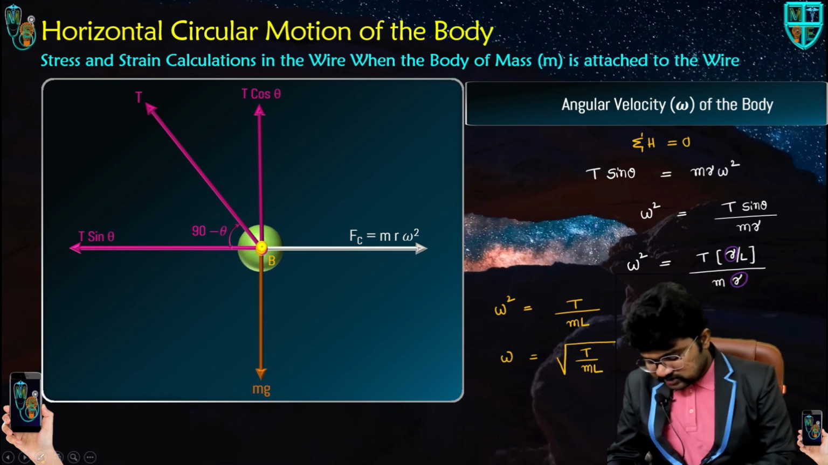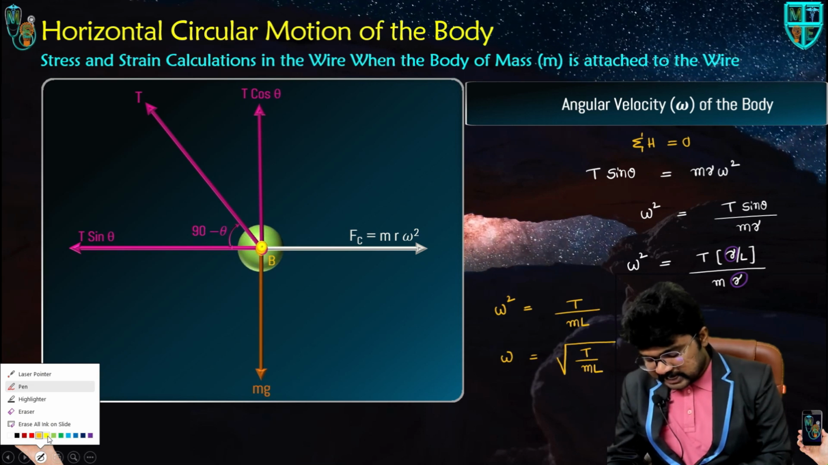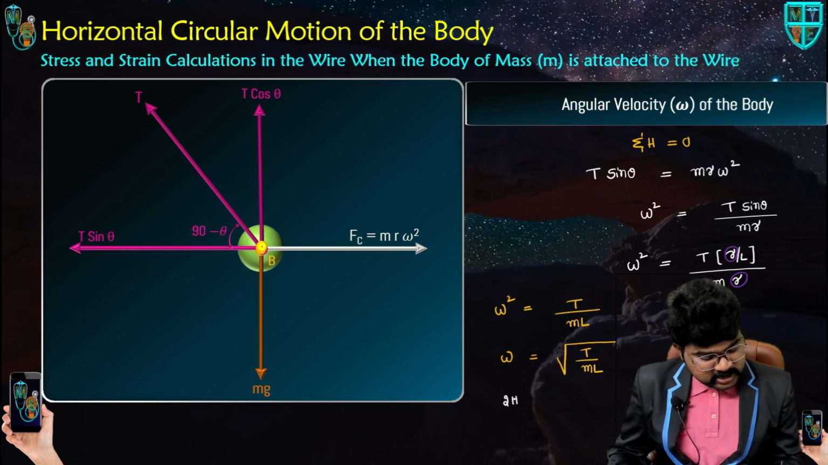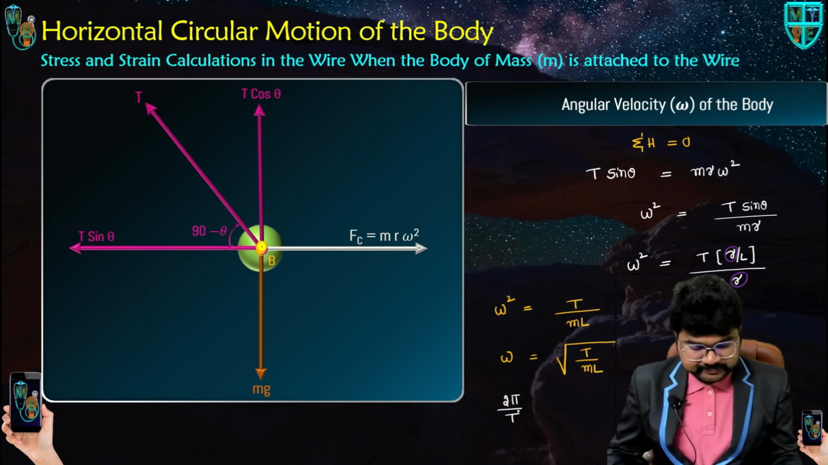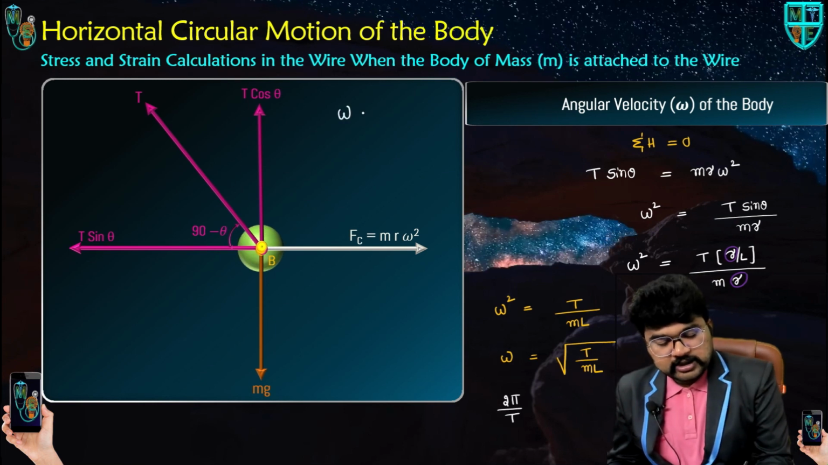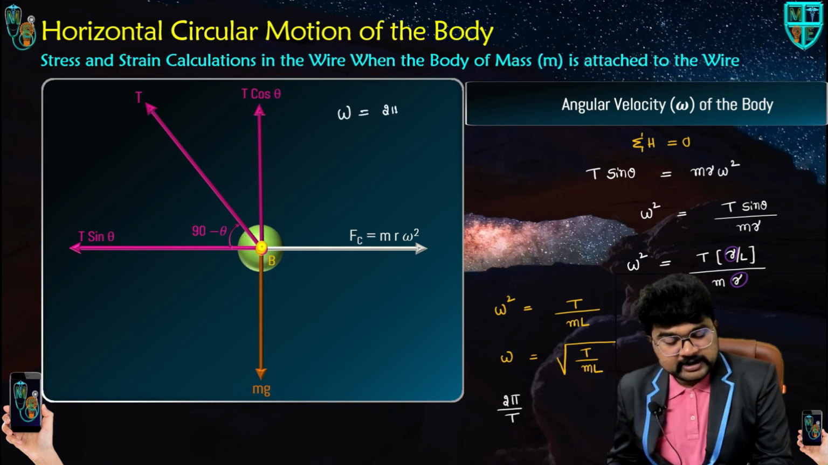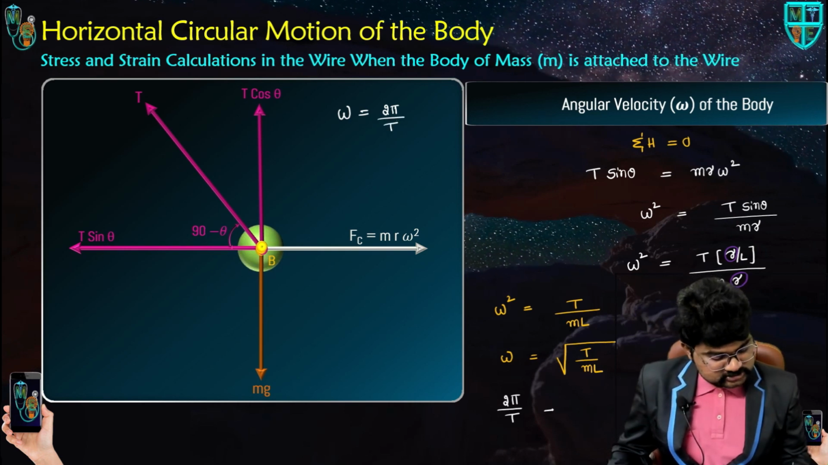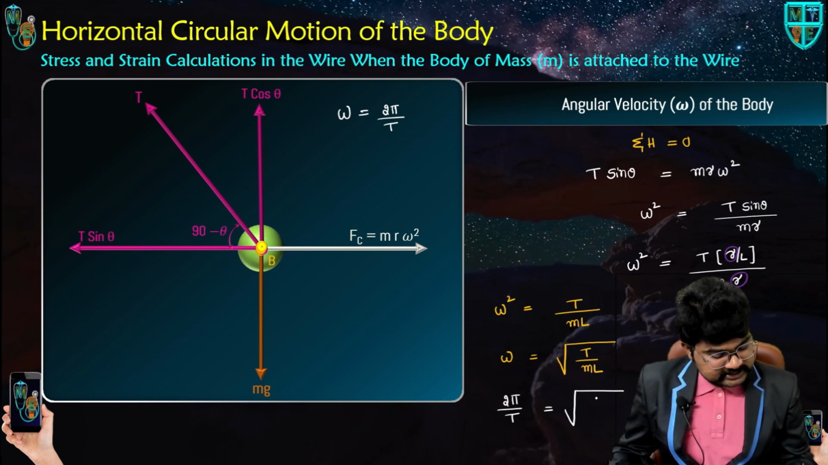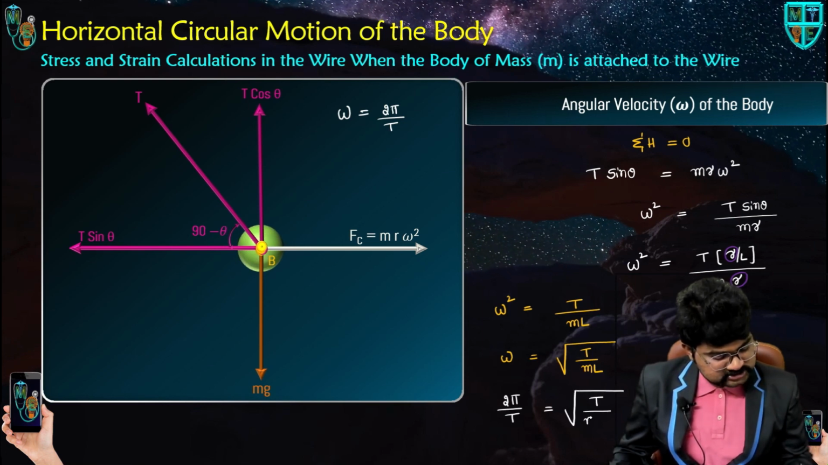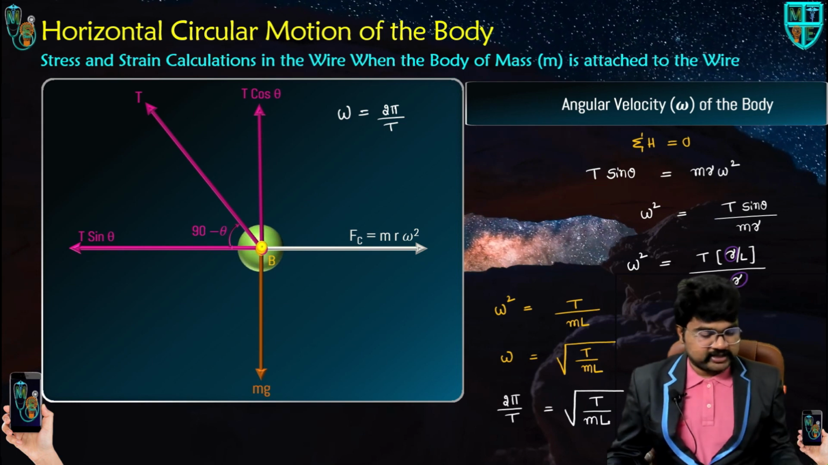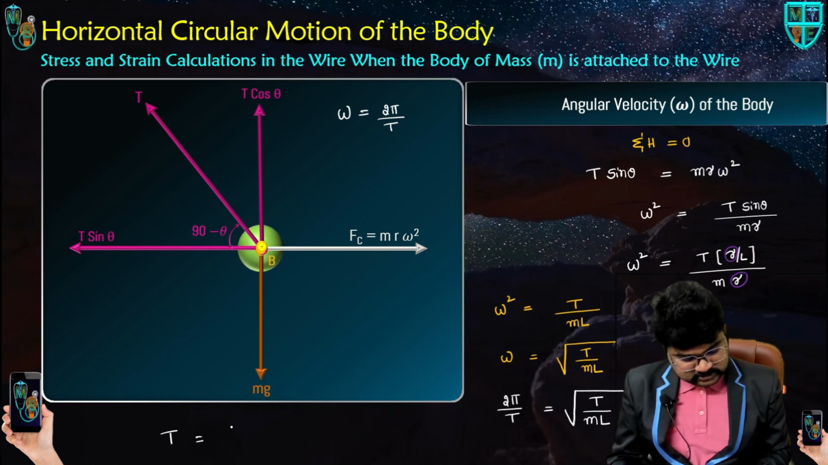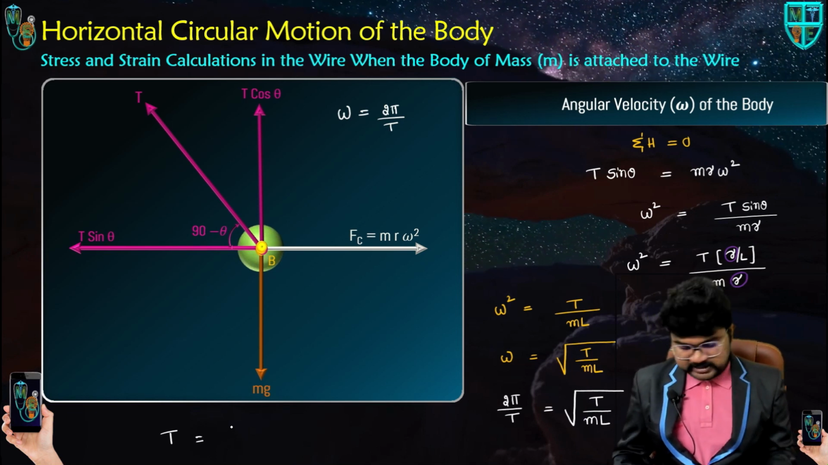Once you know angular velocity, you can calculate the time period. We know omega equal to 2 pi by t. Here t is the time period of the circular motion. So omega is square root of T by m times L, where T is the tension in the string, m the mass of the body, and L the length of the wire. Finally, what is t here? This would be time period.